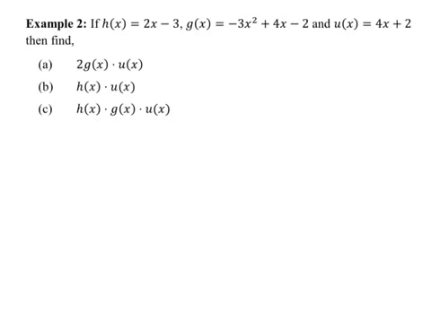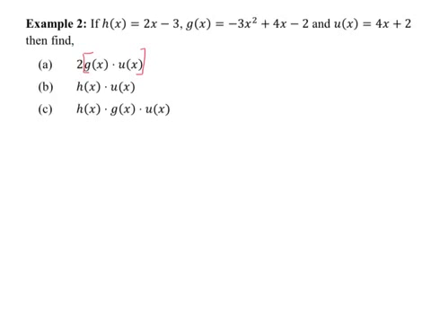Example 2 says if h of x equals 2x minus 3, g of x equals negative 3x squared plus 4x minus 2, and u of x equals 4x plus 2, then find the following. So let's take a look. First one, we want to find double g of x times u of x. Well, if we remember that multiplication is commutative, we can go ahead and simply multiply this first. If we want to make it easier, let's just do g of x times u of x and then multiply that answer by 2.